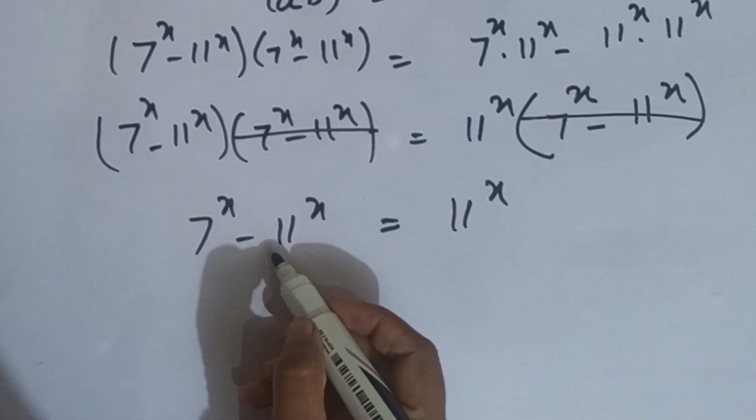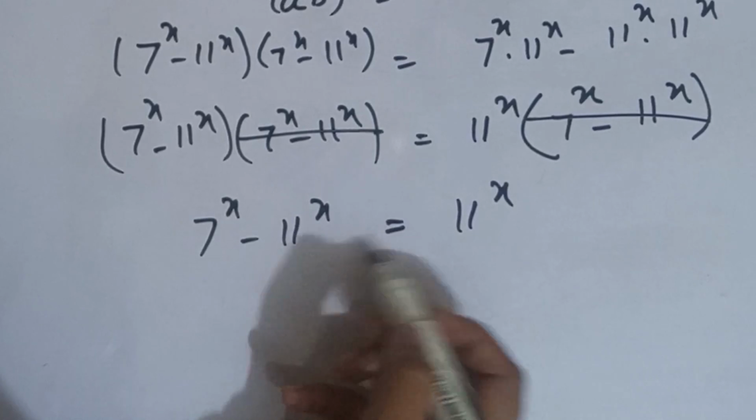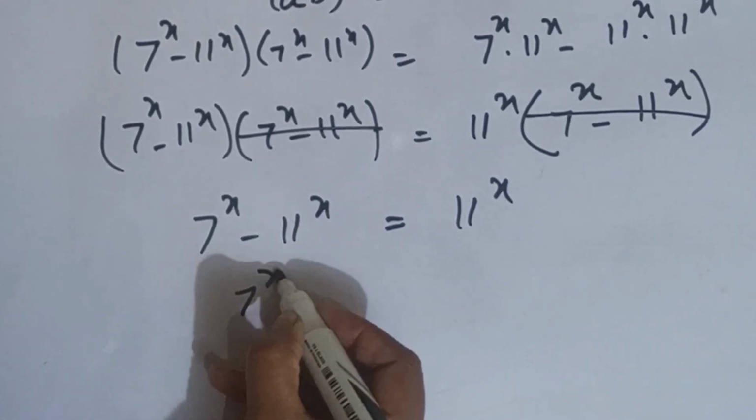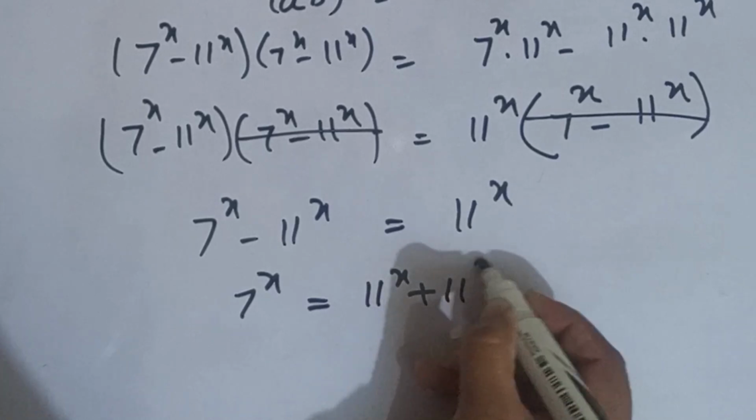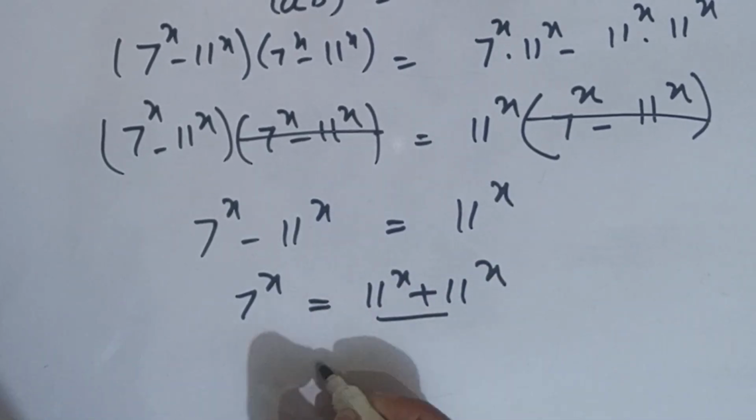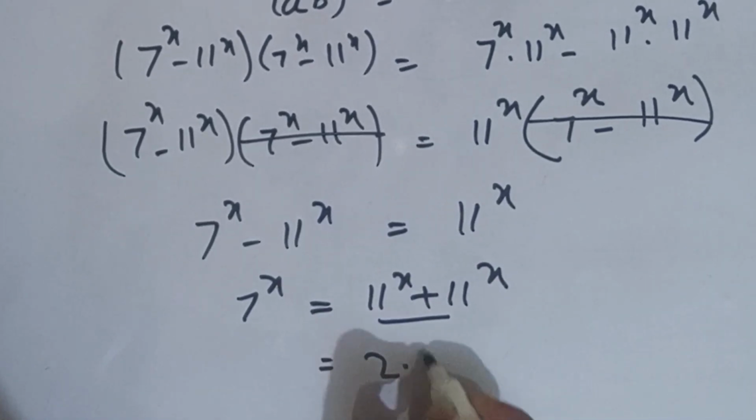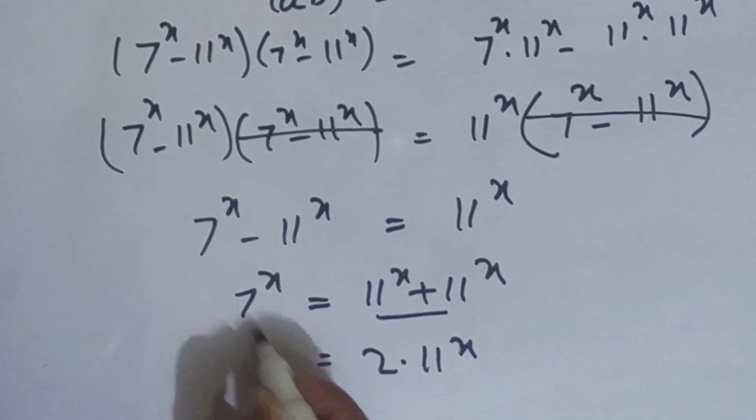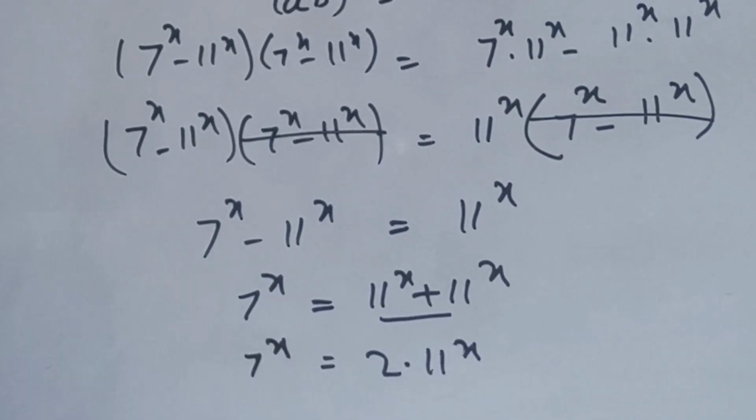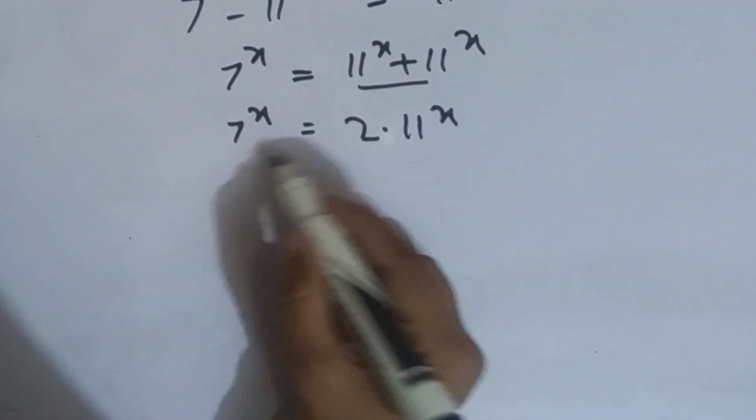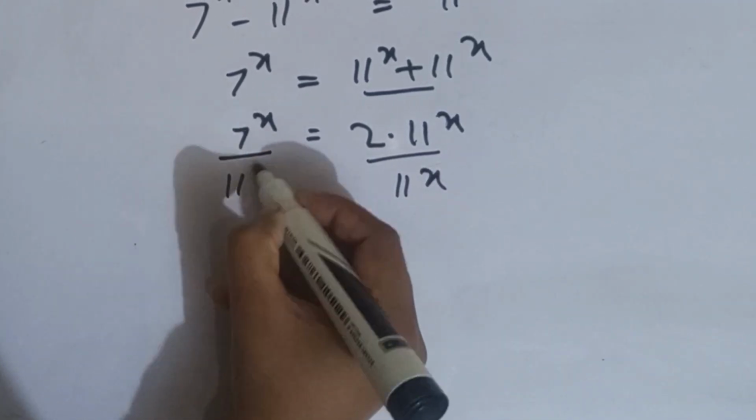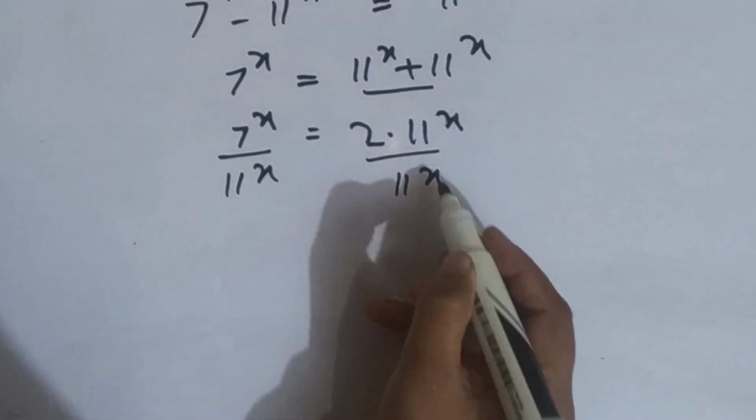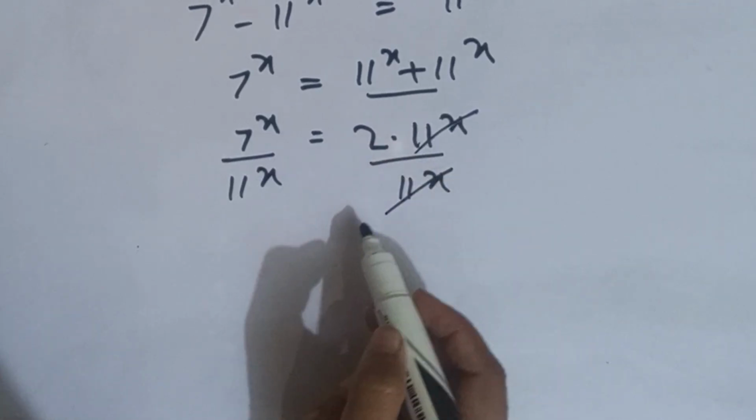Now the right hand side is just 11^x. Now we add 11^x on both sides of this equation. So we have 7^x equal to 11^x plus 11^x, and this will become 2 times 11^x. In the next step, we divide this equation by 11^x on both sides, so the 11^x terms cancel.